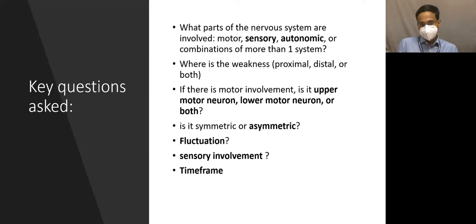Is there historically or clinically any evidence to suggest that there is sensory involvement? And what is the time frame of the disorder that we are looking at? Is it in decades? Is it in months? Is it in years? Or is it in a few hours to minutes? How has it presented to us? These are the key questions that one needs to answer in getting a probable syndromic diagnosis and coming to a decent anatomical localization.